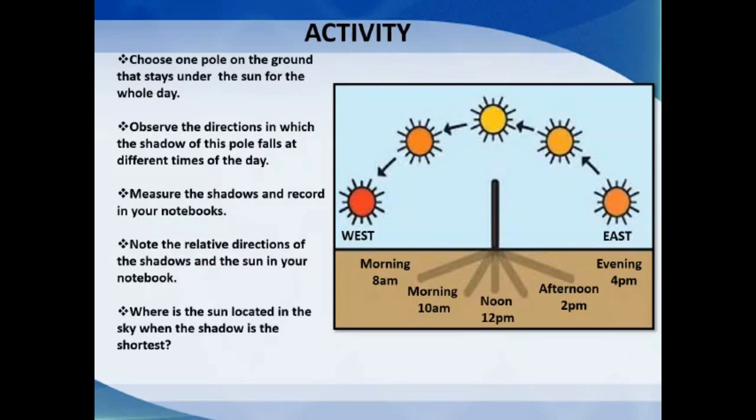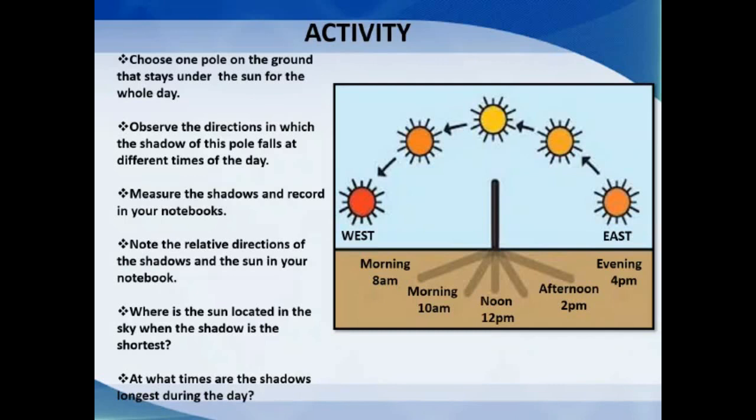Note the relative directions of the shadows and the sun in your notebook. Where is the sun located in the sky when the shadow is the shortest? And at what times are the shadows longest during the day? So students, I want you to do this activity and note down your observations.